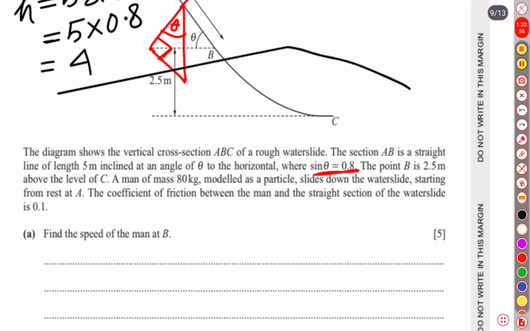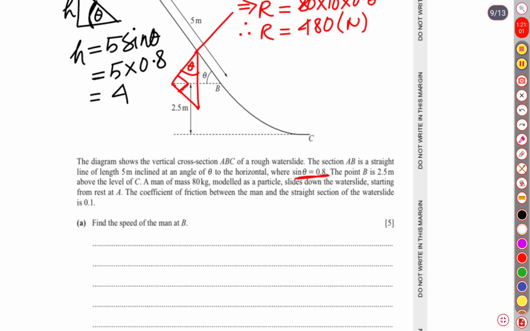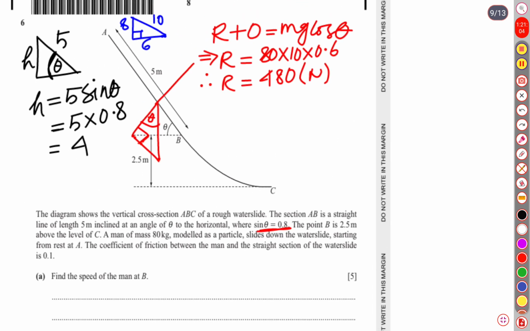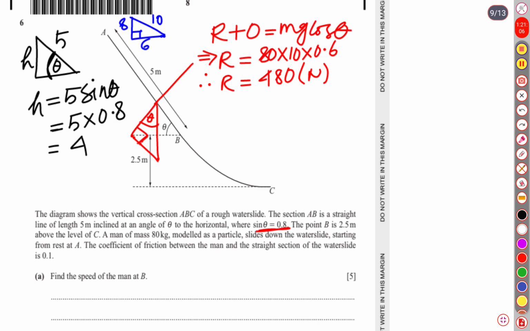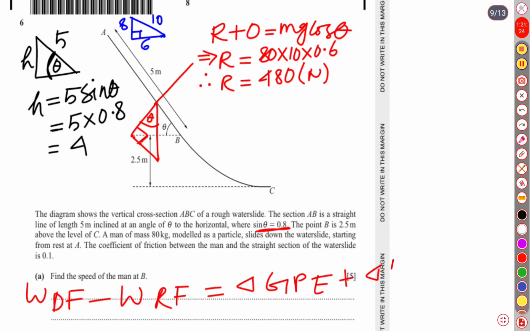So let's apply the concept of the work energy equation. For the work energy equation, we know that work done by driving force minus work done by resistance force is equal to change in GPE plus change in kinetic energy. GPE stands for gravitational potential energy.